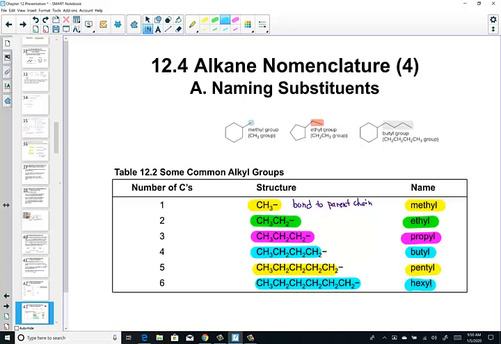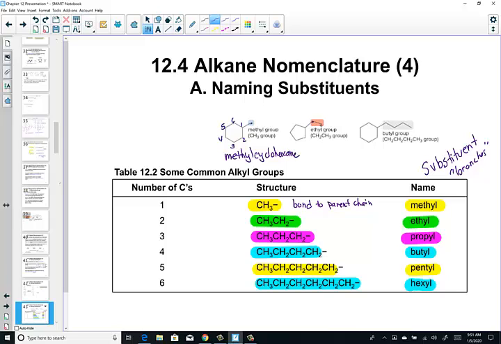So the alkyl groups, these are substituent groups, meaning the branches that come off of the parent chain. Here, as an example, notice that this branch is coming off a cyclohexane. This cyclohexane has six carbons all in one structure. So we would call this methylcyclohexane.